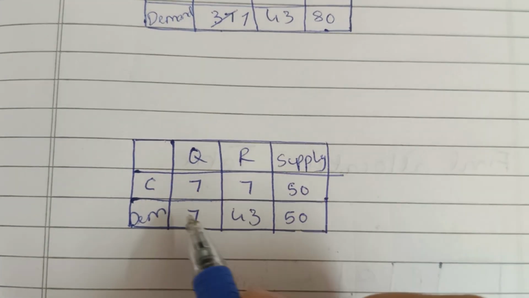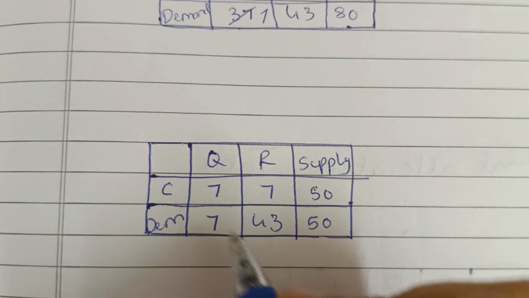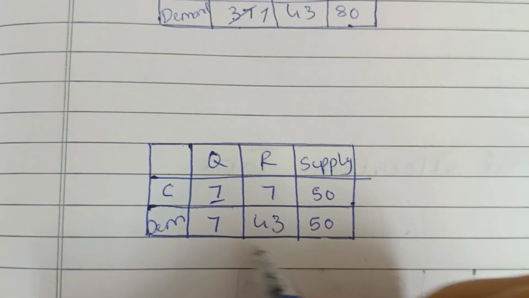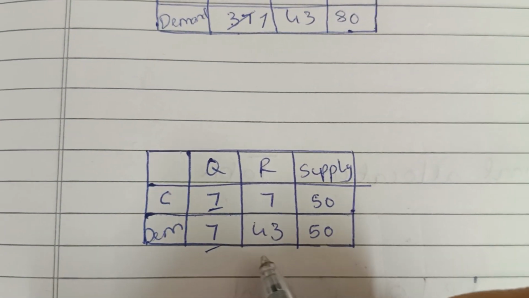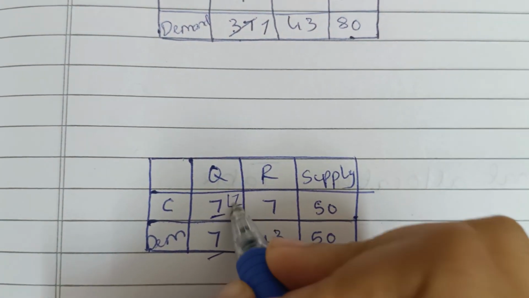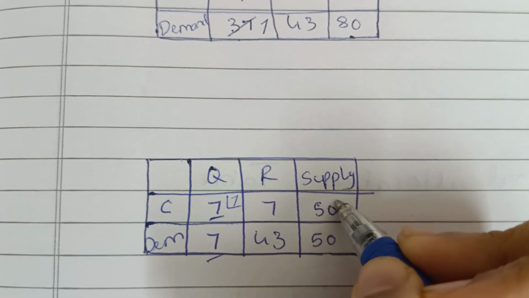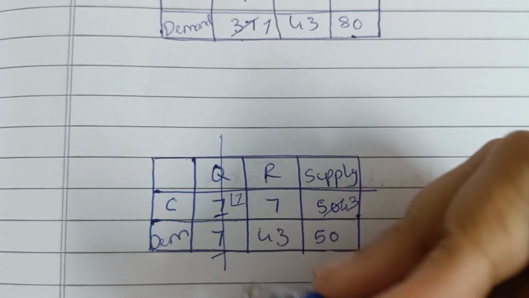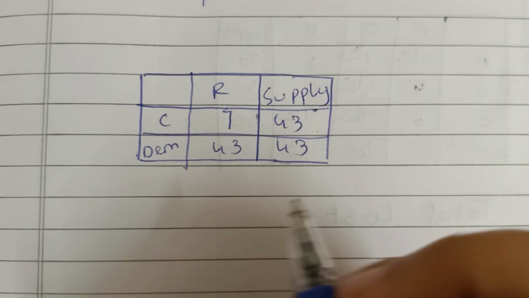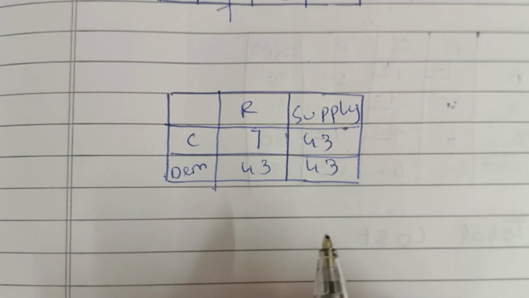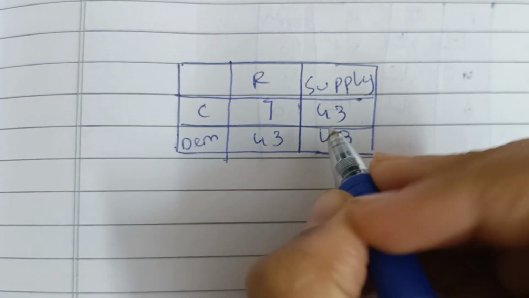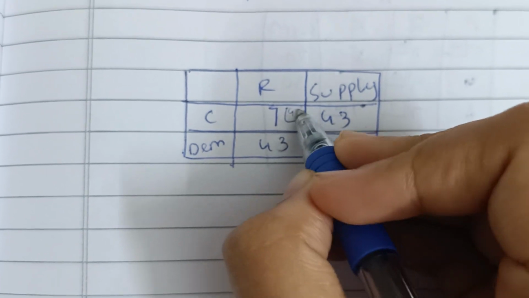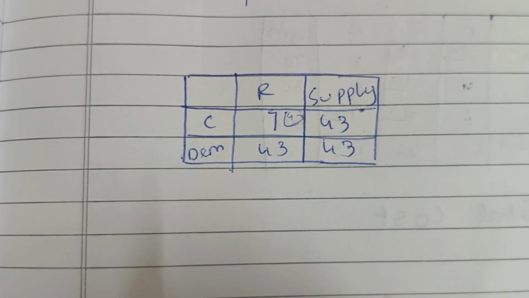Coming here, now this has become our table. Again, choose the northwest cell. This is the minimum in demand and supply. So allocate 7 here and subtract 7 here, which becomes 43. Then delete the entire column. This becomes our new table where both are 43. So any one can be allocated, and that's it.